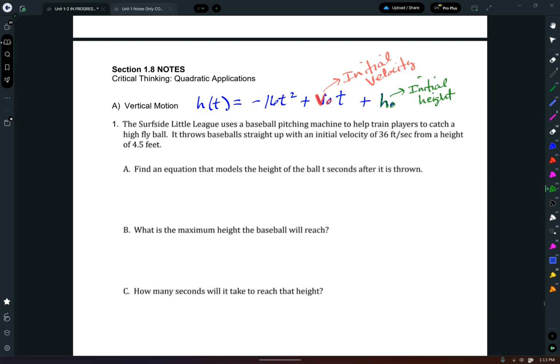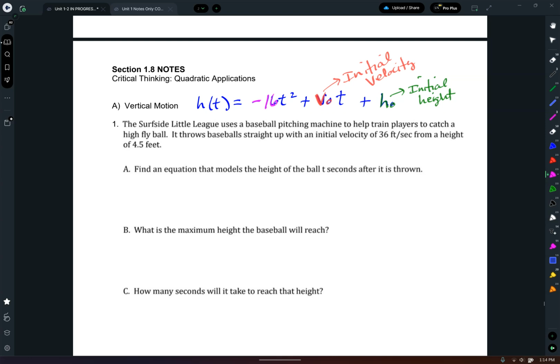And then the last thing that we won't change, but I still want to point out why it's that random number of negative 16. So this 16 has to do with gravity. It's related to acceleration due to gravity, and in fact, it's half of the acceleration due to gravity. But that number is going to stay the same no matter what if we're talking about a height function.